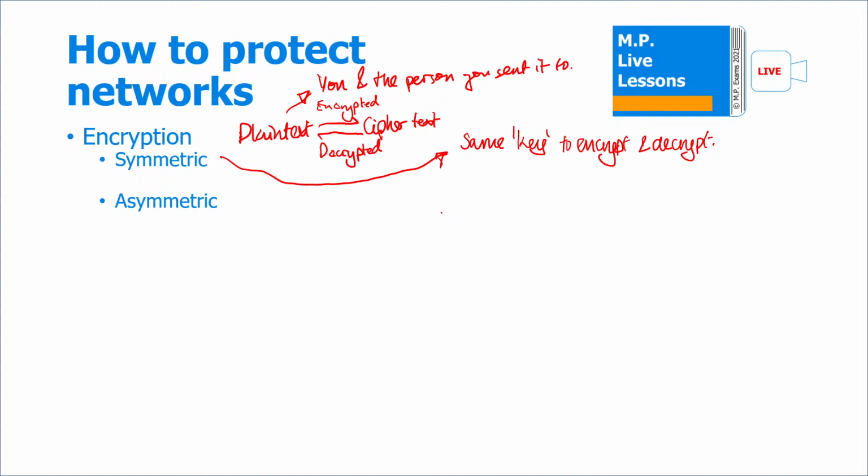What this means is, for example, if you used symmetric encryption over the internet, what you'd have to do is send your encrypted message and then send the key separately. Now that's very risky because it can easily happen where your encrypted message can be intercepted as well as your key, so anyone else could easily decrypt it.